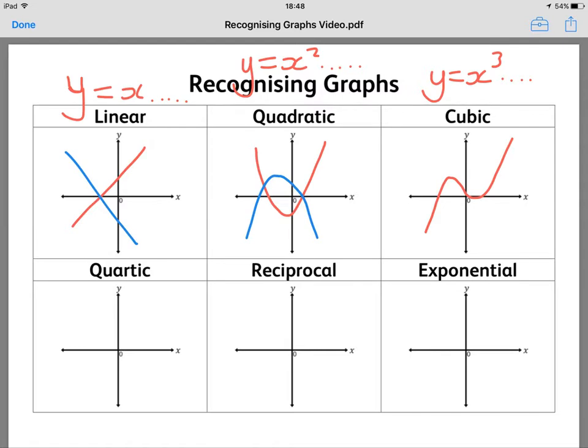Maximum and minimums is their official name, or turning points. But they could actually be quite flat, have what's known as a point of inflection. This is a negative one.